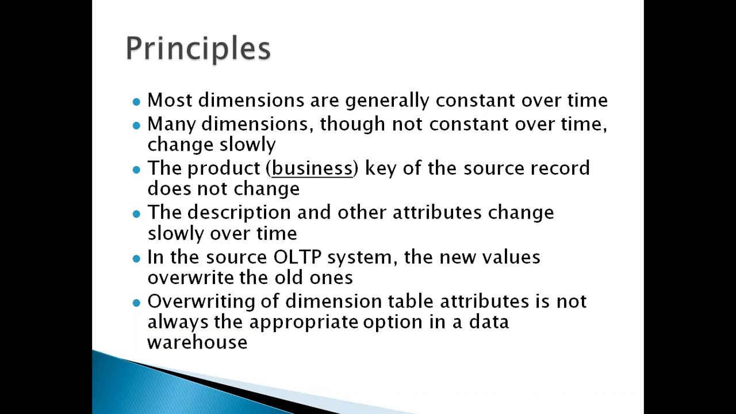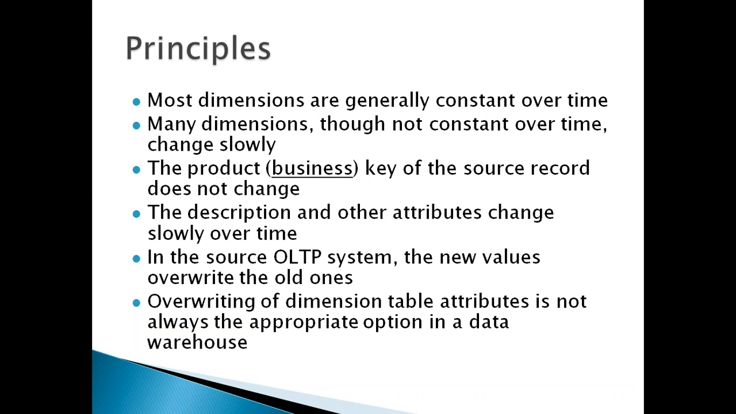Okay, so the description might change, the other attributes might change over time, but your key will never change. And in the OLTP systems, what happens is the new values override the old ones. This is because at your OLTP system level, you need not maintain the history. Whatever new values you get, they override the old values.